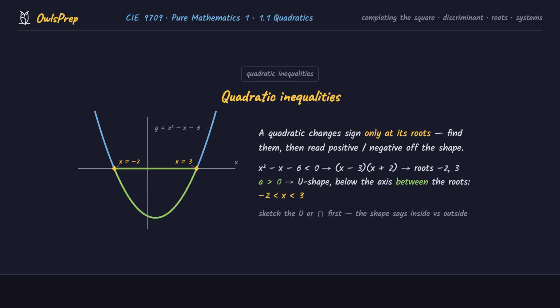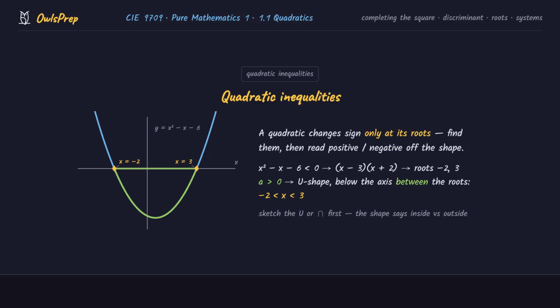Solve x squared minus x minus 6 less than 0. Factorize (x minus 3) times (x plus 2), so the roots are minus 2 and 3. Because the coefficient of x squared is positive, the parabola opens upward, a U shape, so it dips below the axis between the roots and sits above it outside them. We want where it's below 0, so the solution is the inside. Minus 2 less than x less than 3.